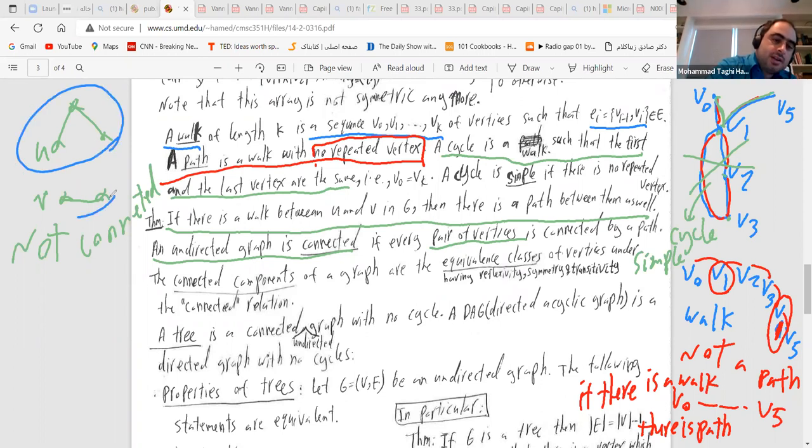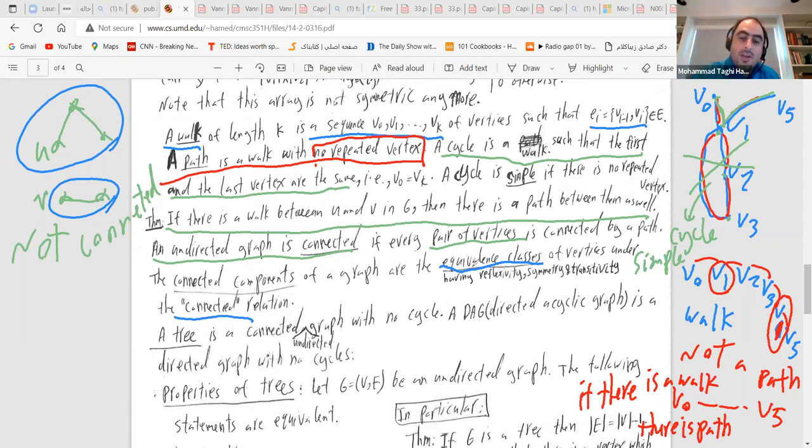One connected component and second connected component. So if you want to say it more formally, these connected components are equivalence classes of vertices under the connected relationship. What's the meaning of that? This is a more formal definition.